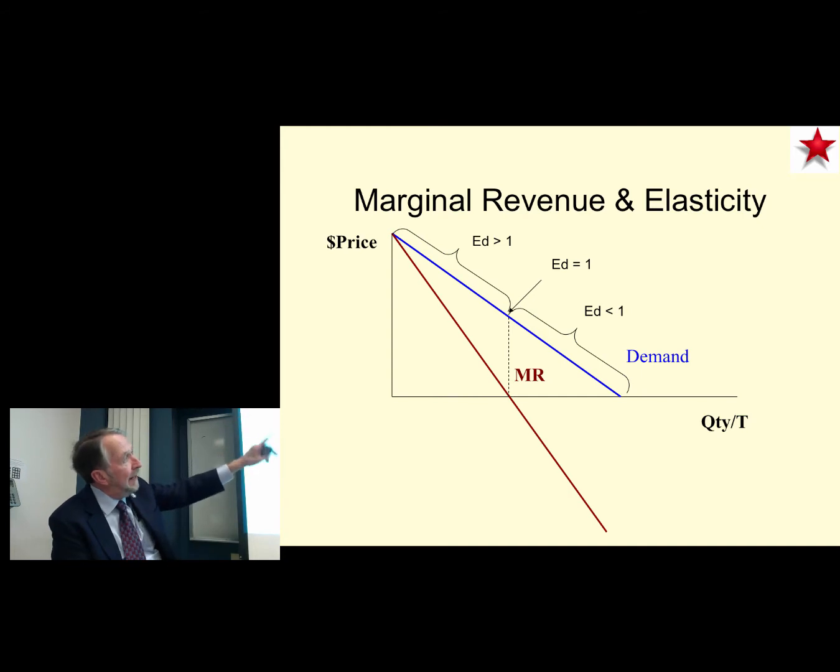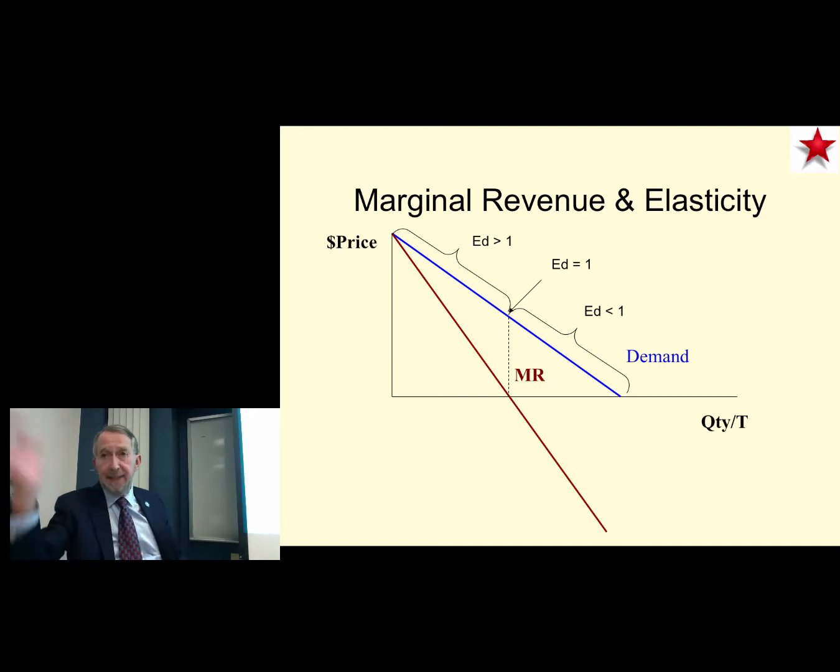Unitary, it's 1, it's 0. And in the inelastic region, it would be, in fact, negative. The conclusion you want to put in your notes is then the firm will always operate in the elastic portion of the demand curve. Any individual firm would never knowingly operate if demand is inelastic, because they could raise price, get more money in, and reduce total cost.